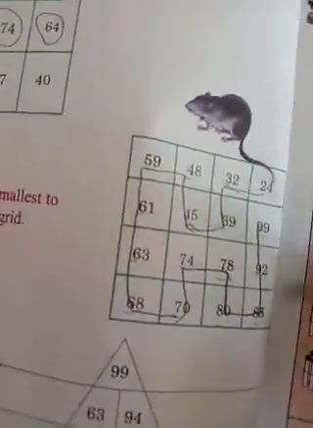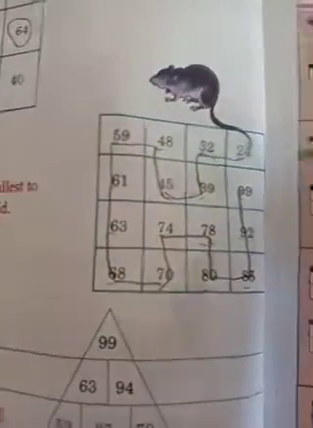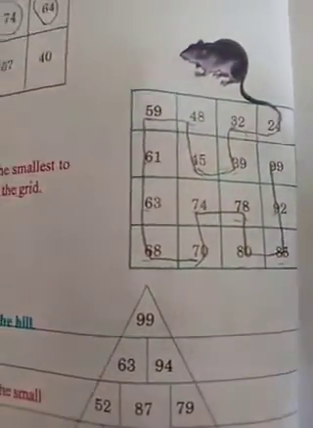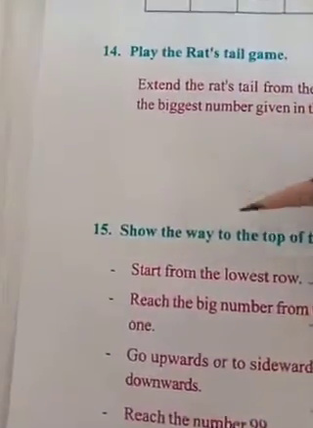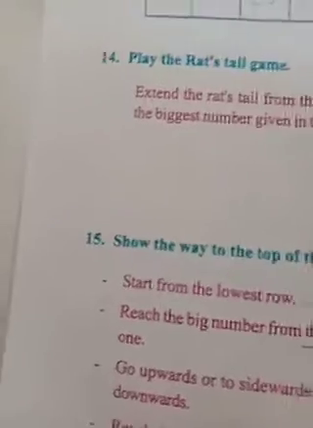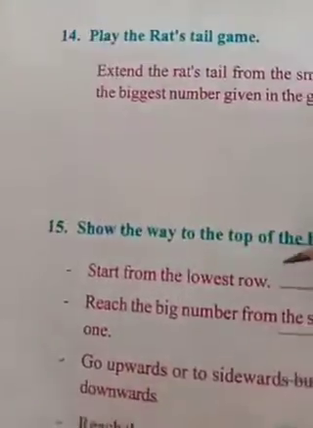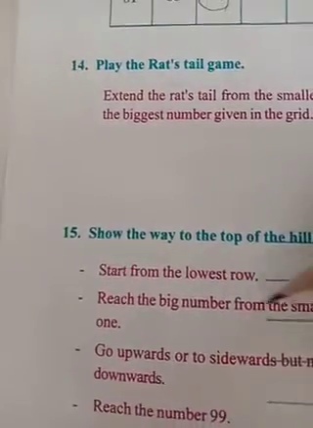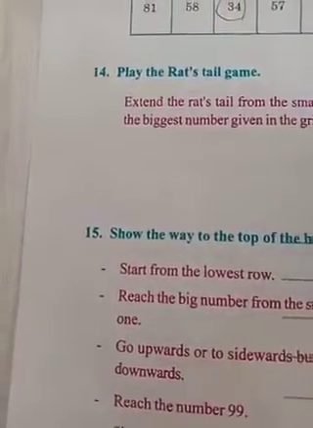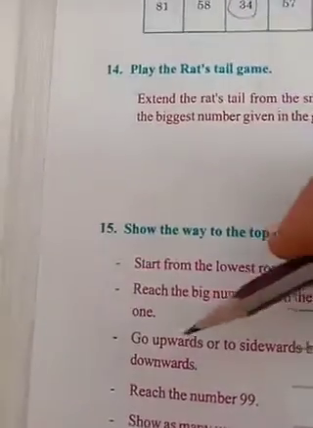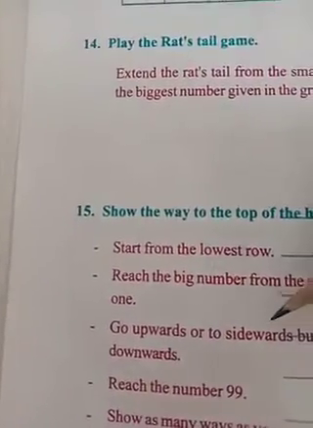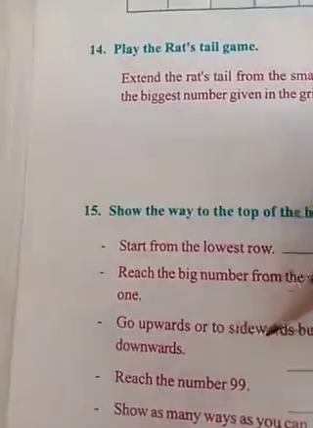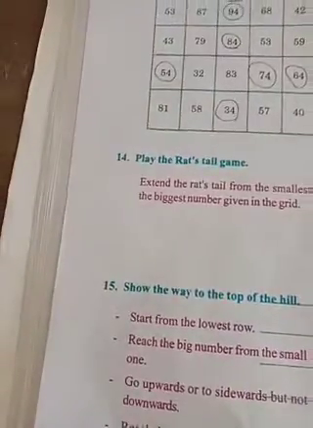Yes, you also try this, okay? You also draw the rat, take other numbers and check it, okay? So next one: show the way to the top of the hill. Start from the lowest row. Reach the big number from the small one. So small number to big number only. Go upwards and sidewards, but not downwards. So upwards and sidewards only you go, but don't go downwards.